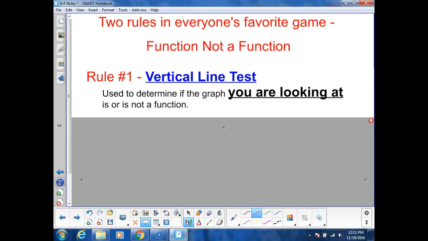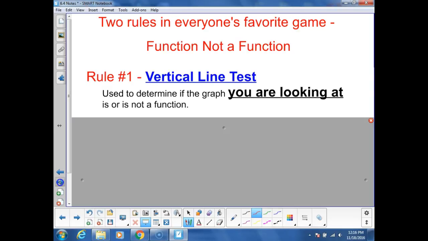Now, the downfall with the vertical line test is it only tells me if what I'm looking at is a function. That's all that tells me. It doesn't tell me anything else. It just tells me what I'm looking at. Is it a function? Is it not a function? I'm going to today add a rule to everybody's favorite game. And that rule is rule number 2.